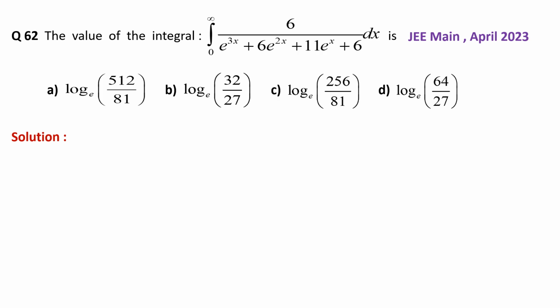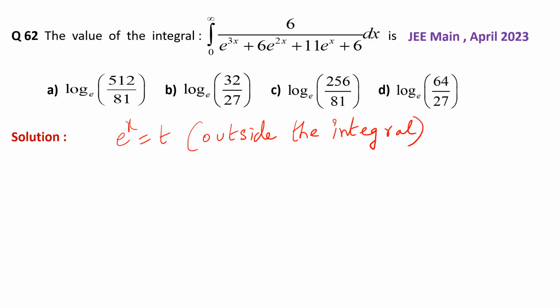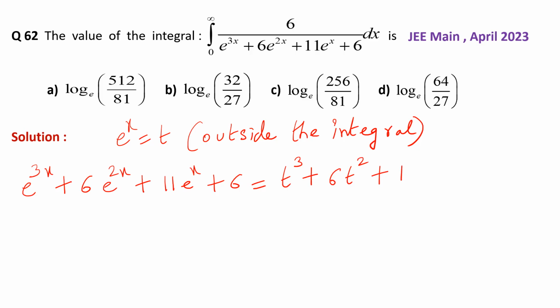Now students, to find the value of this integral, I will substitute e to the power x equal to t outside the integral. Now when I put e to the power x equal to t, then the expression e to the power 3x plus 6 into e to the power 2x plus 11 into e to the power x plus 6 becomes equal to t cube plus 6t square plus 11t plus 6.